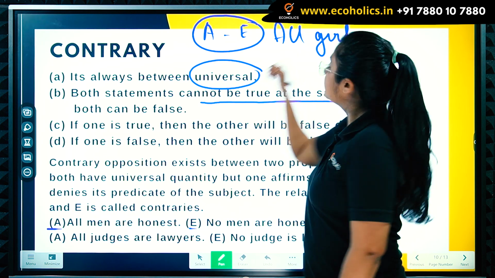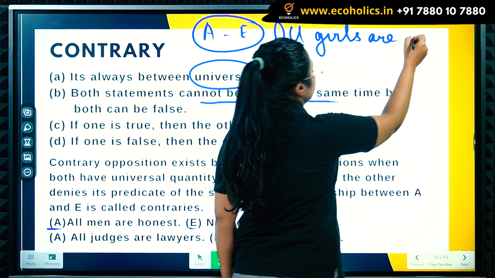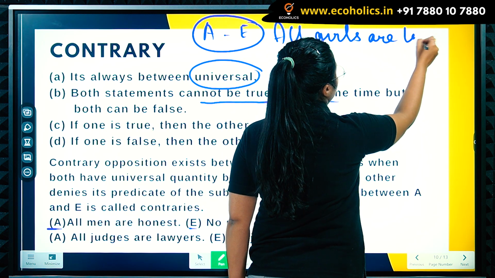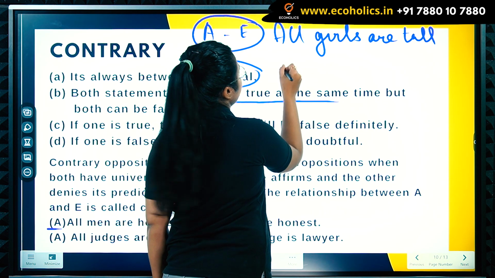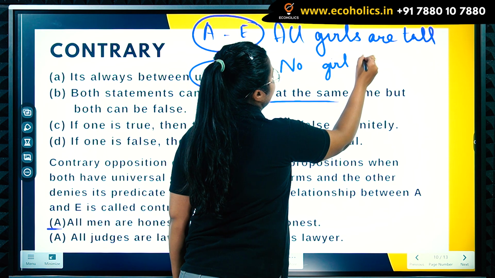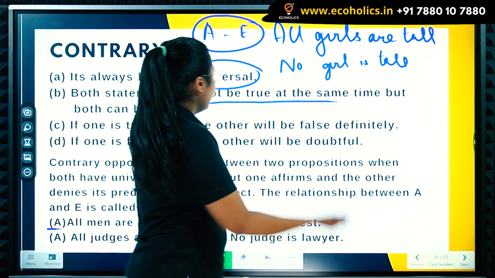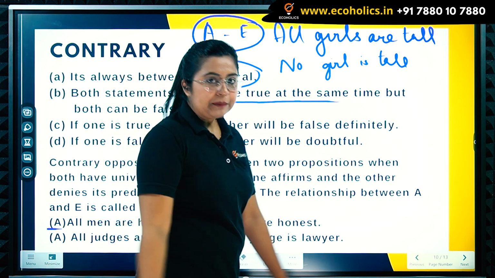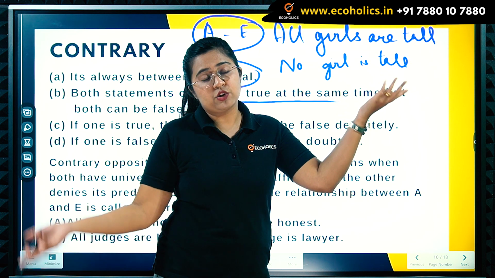All girls are tall. And E type of sentence will be no girl is tall. They cannot be true at the same time. All girls are tall, no girl is tall.